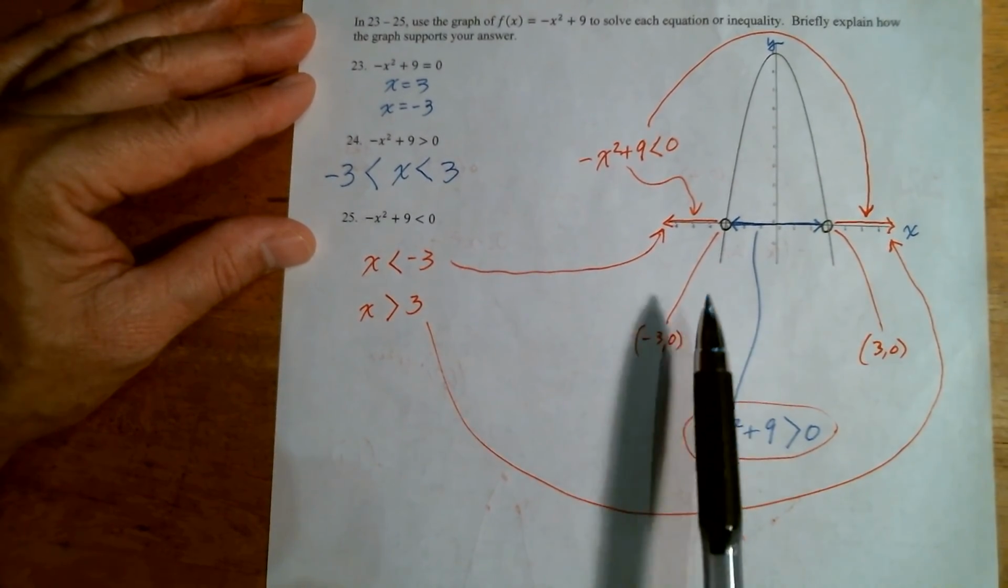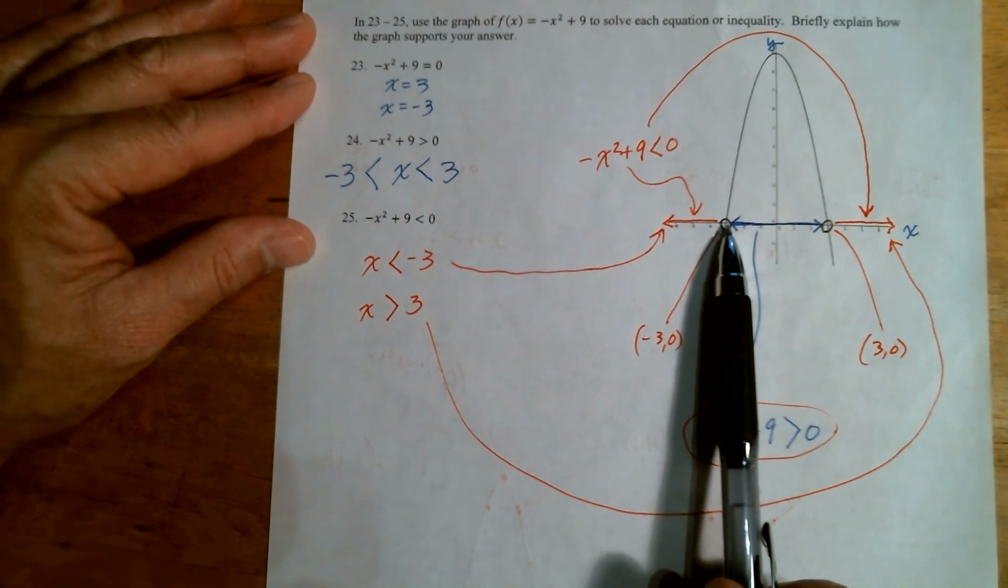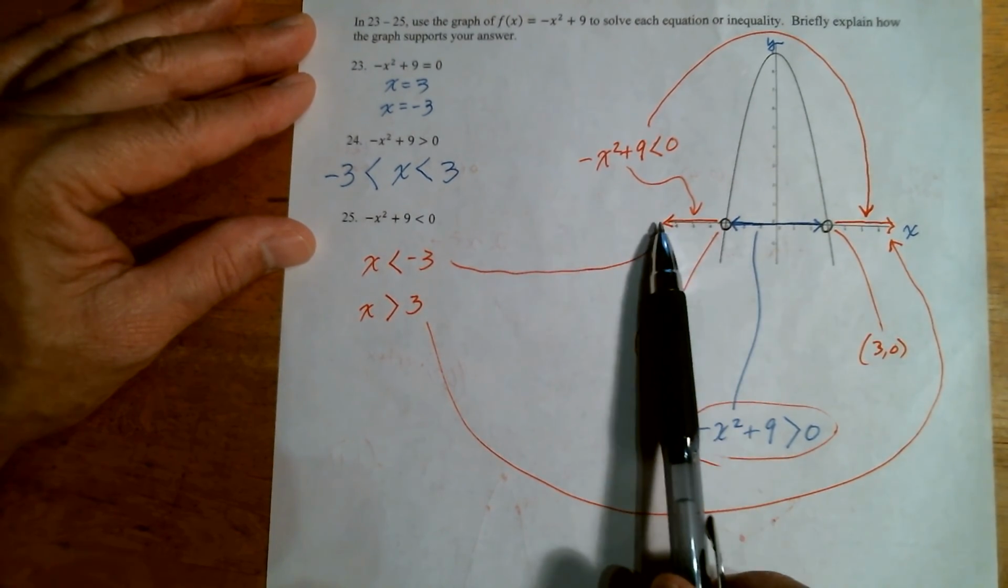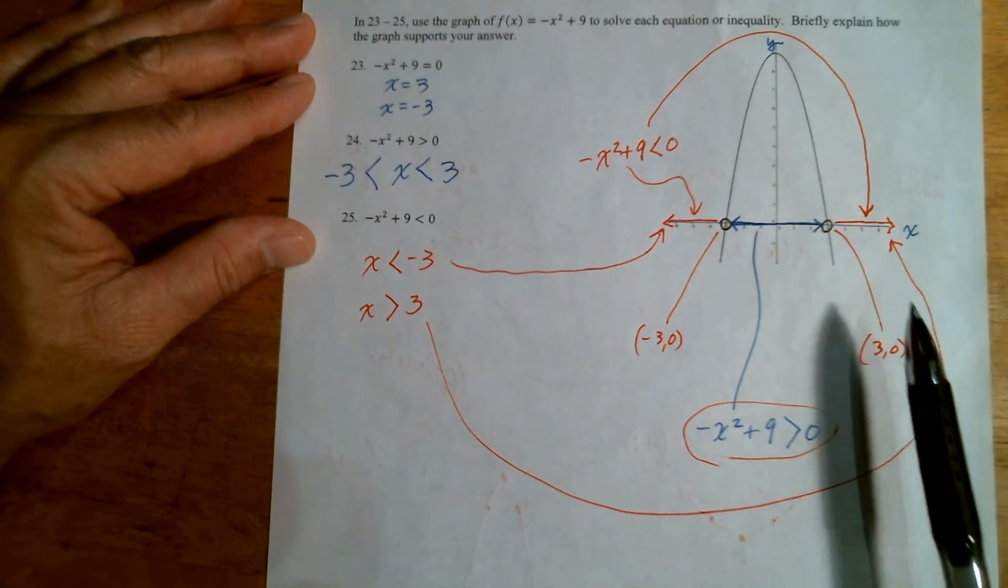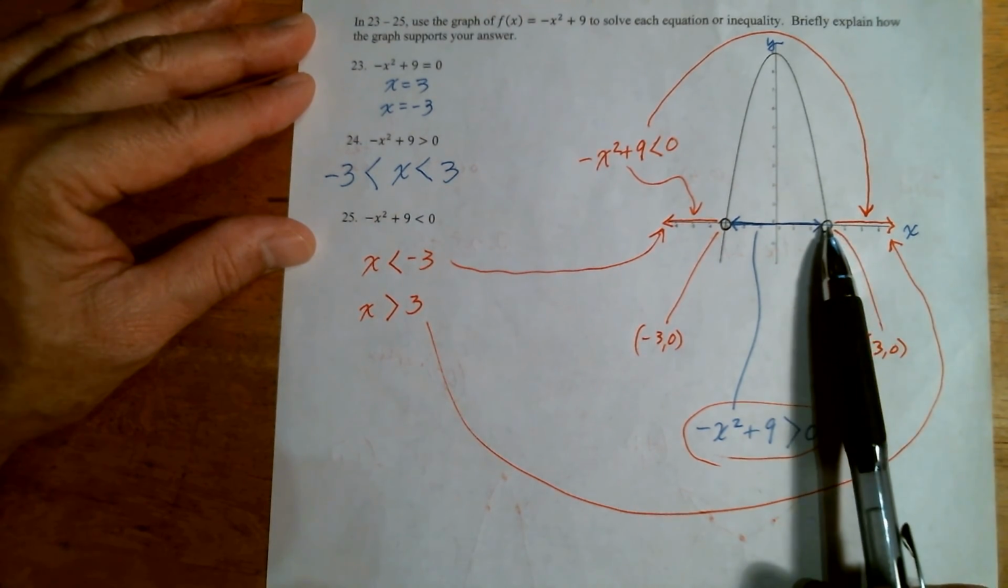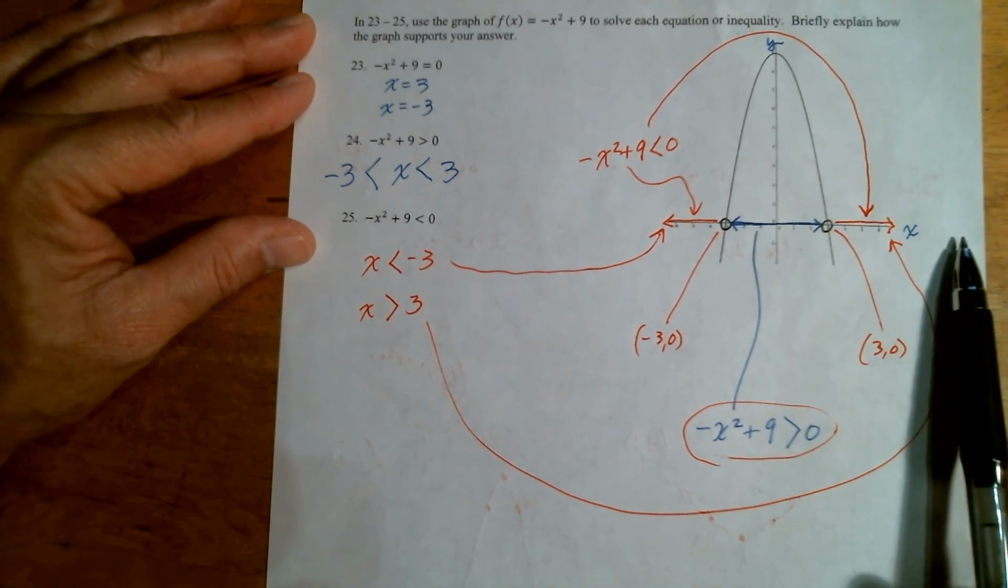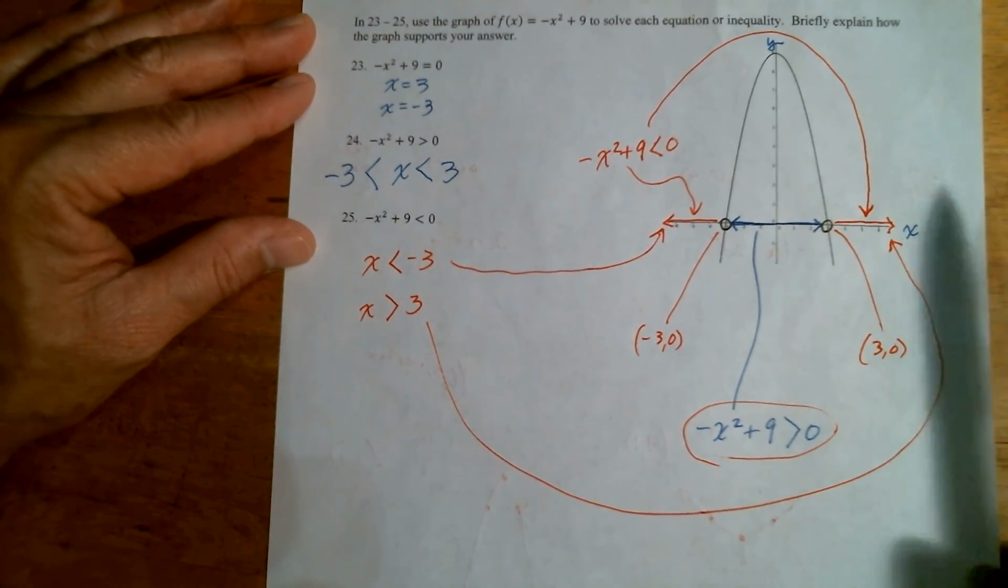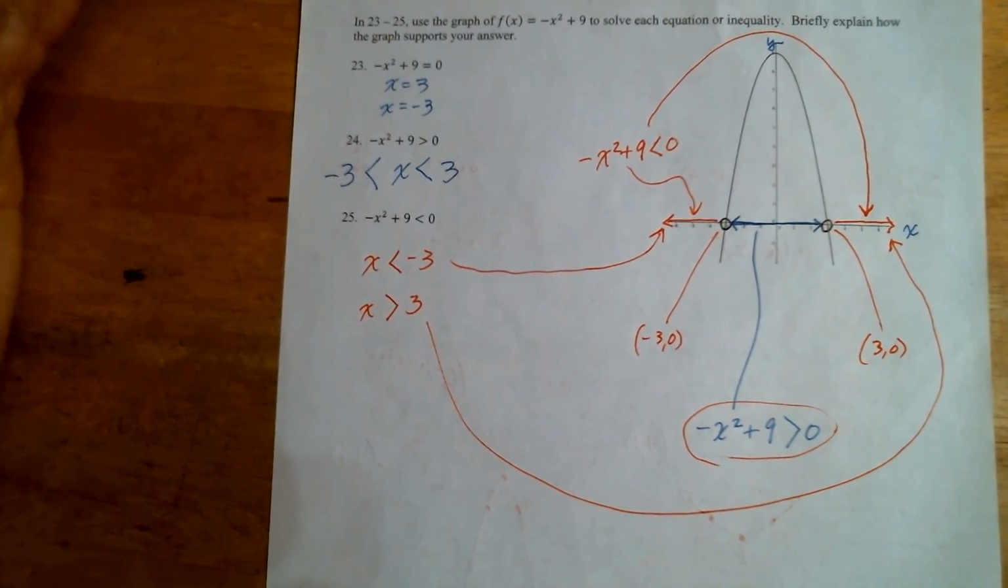Because this point is negative 3, 0. So it's all the points this way on the number line. This is 3, 0. All the points this way on the number line or the x-axis. Okay?